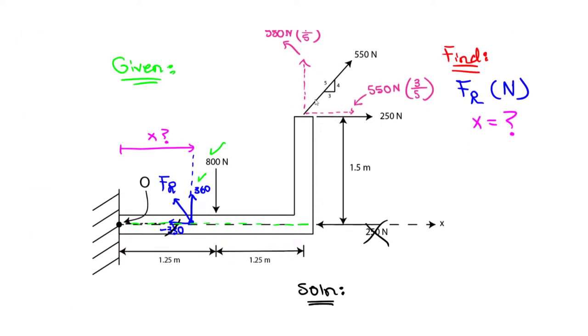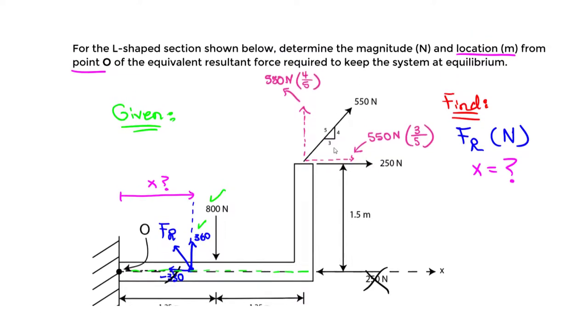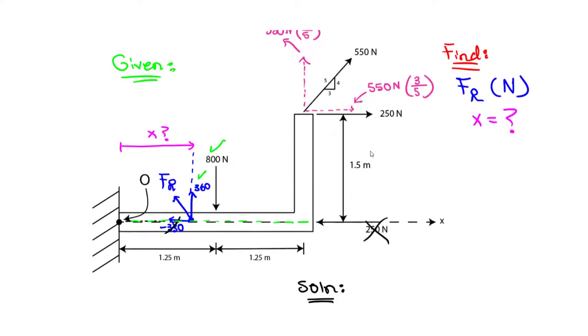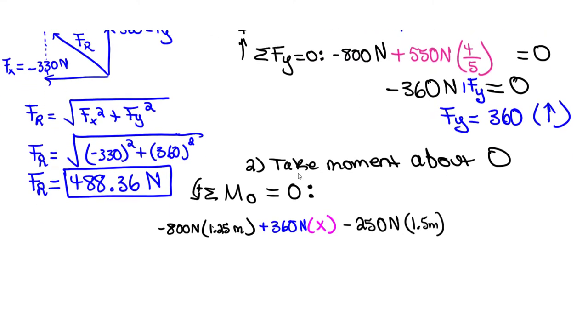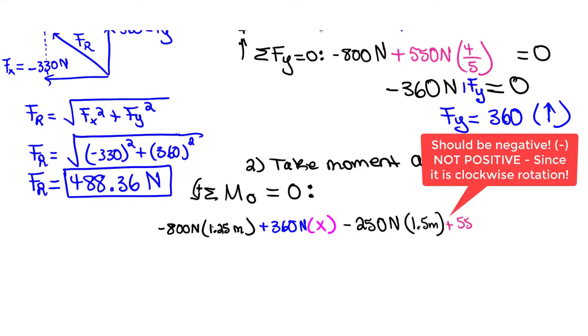Hang in there. So that 550, that does indeed cause a moment, right? So it's going to be the 550 times 3 over 5, this component. And it's actually the same thing as the 250. It causes a clockwise rotation, so it's negative, and the perpendicular distance is 1.5. So let's put that in there. So it's going to be plus 550 newtons times 3 over 5, and the perpendicular distance for that one is 1.5 meters.